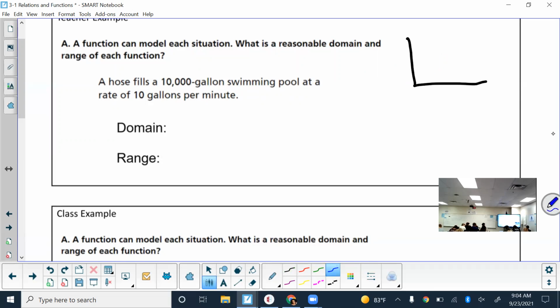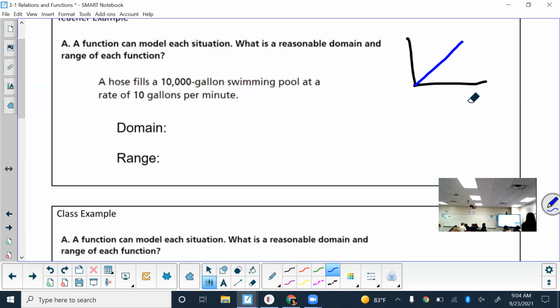Would the graph be continuous or discrete? It would be continuous, right? Because you are consistently filling it up. You can measure at any point how much water is in there, or how many seconds. It just continues, versus something like shoe size. So it would look something like this.